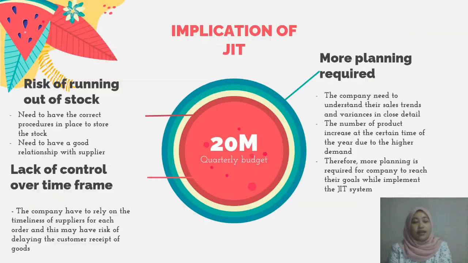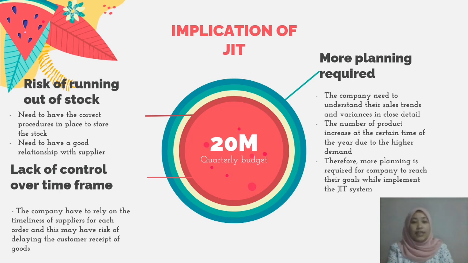Next, there are 3 implications of JIT. First, the risk of running out of stock. The company needs to have the correct procedure in place to store their stock to ensure that the stock is readily available. And the company needs to have a good relationship with their own suppliers.